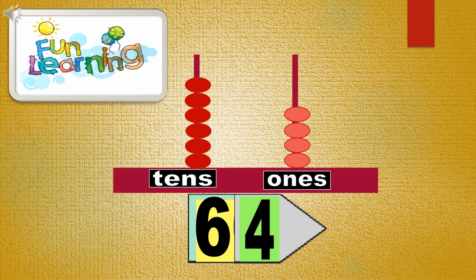Also children, you can directly write 64, instead of writing 60 plus 4. Directly you can write 64. As you have studied tens and ones, you know that this number has 6 tens and 4 ones.